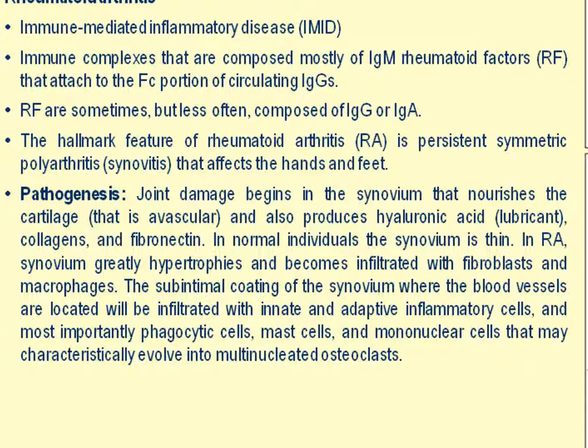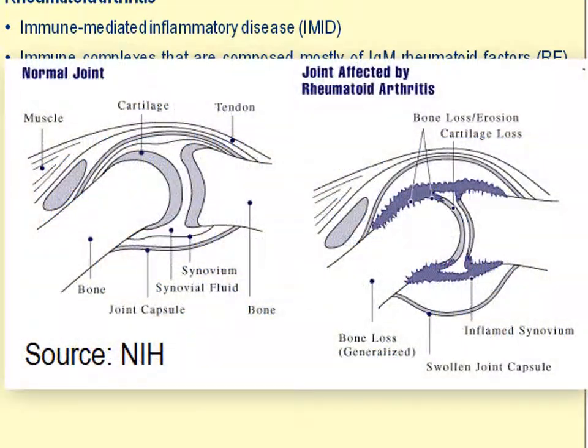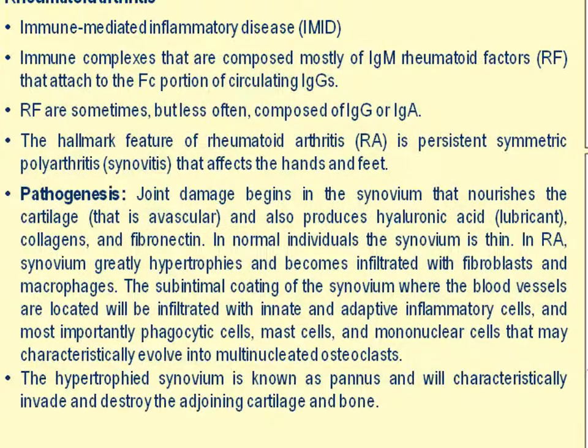The subintimal coating of the synovium, where the blood vessels are located, will now be infiltrated with innate and adaptive inflammatory cells, and most importantly, phagocytic cells, mast cells, mononuclear cells that may characteristically evolve into multinucleated osteoclasts in the synovium. The hypertrophied synovium is known as pannus and will characteristically invade and destroy the adjoining cartilage and bone.